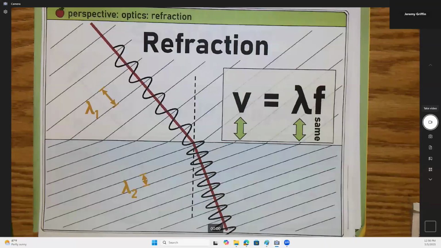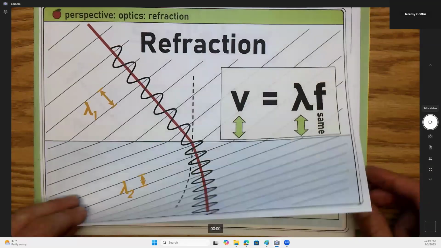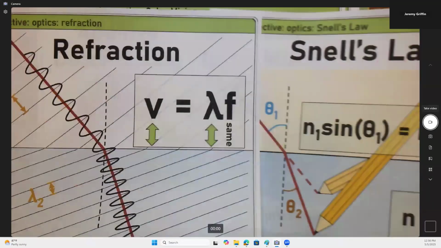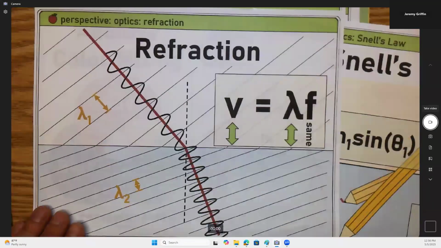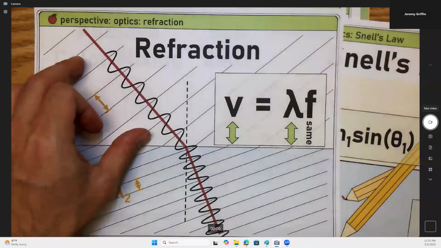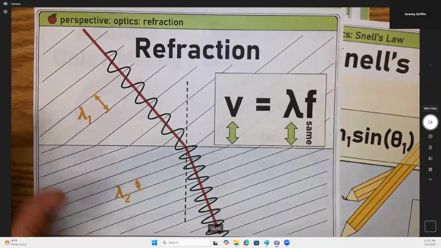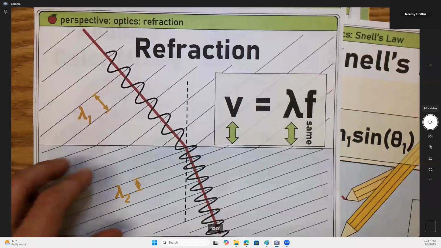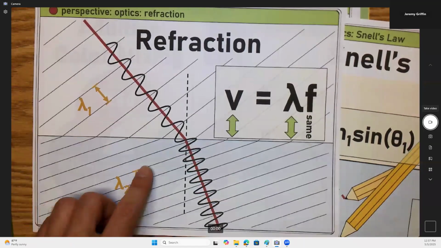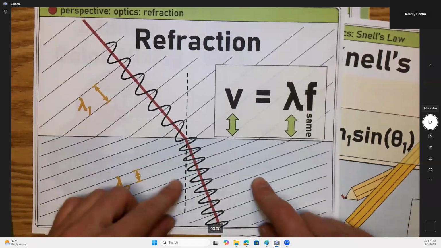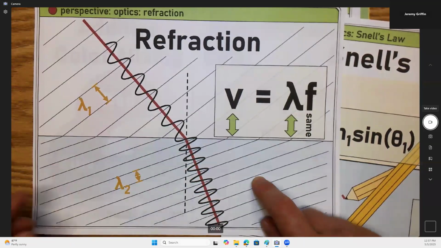You guys remember this right here? Refraction. I got a couple of posters that go hand in hand: refraction and Snell's law. So when light goes from air to water, or air to glass, or a vacuum to glass, it does slow down, and that kicks off this whole process that causes it to bend, which is called refraction. You guys remember that? Okay.